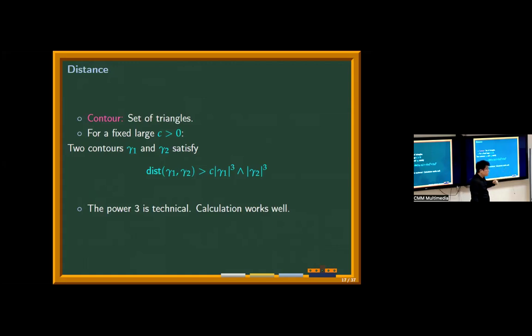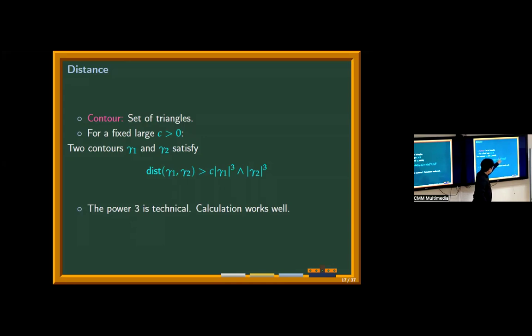Just a constant that doesn't depend on anything, very large, times the minimum between the volumes of each contour, to the power three. Volume here means how many points we have inside of the triangles, inside of the contours. It seems very artificial, but it's very important to have this condition, because for two contours that are very far from each other, the interactions are quite weak. Since they are weak, it is almost independent. They are not independent, but they are almost independent. We can control their energy very well, and then we can conclude the Peierls argument. That's the reason they should be very far, and far in this sense.